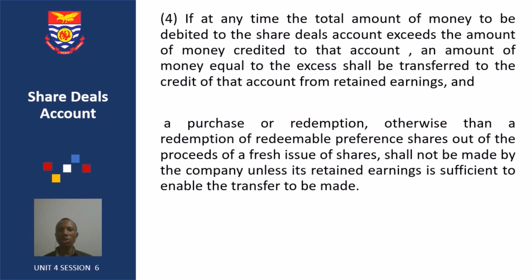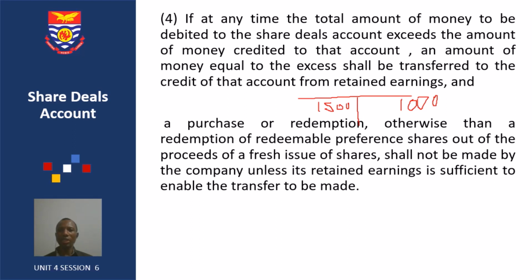Now if at any time the total amount of money to be debited to the share dealing account exceeds the amount to be credited to that account, an amount of money equal to the excess shall be transferred to the credit of the share dealing account from retained earnings. So this is what we are saying. Assuming that this is the share dealing account and the amount here is 1,000. But the debit side exceeds the credit side. Let's say we have 1,500. Now the credit side is less than the debit side by an amount of 500.